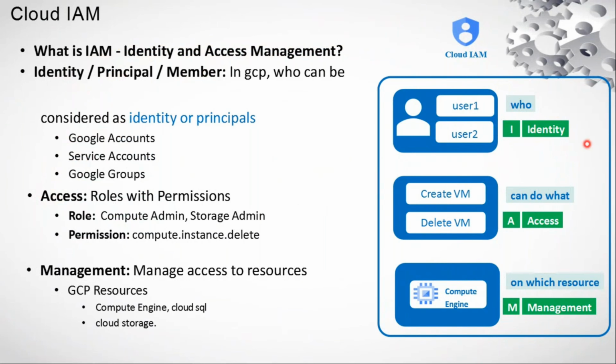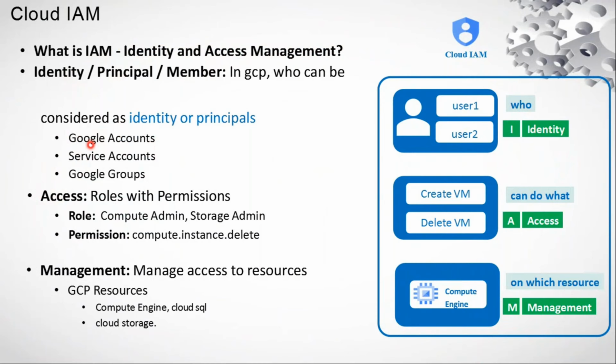In brief, IAM can be explained as: who, meaning a particular user, a Gmail ID, can do what? A particular user can create a VM or delete a VM on a particular resource. It may be a GCP Compute Engine, Cloud Storage, or GKE. It may be any other resource. So who can do what on which resource, that we can call IAM, Identity and Access Management. Identities are classified into three categories: Google accounts, service accounts, and Google groups.